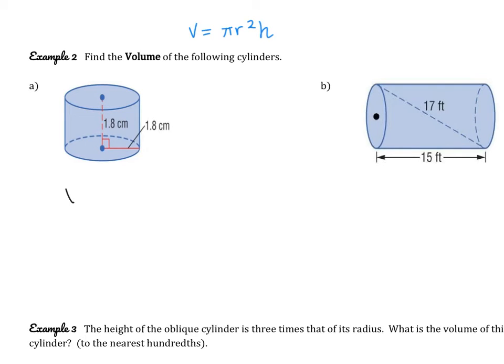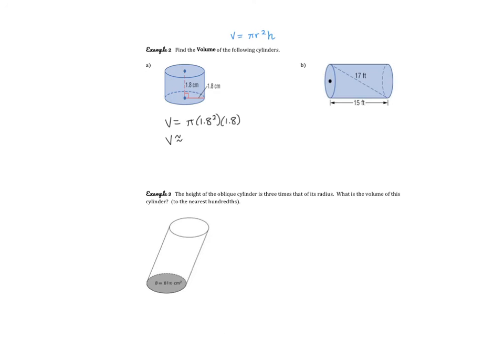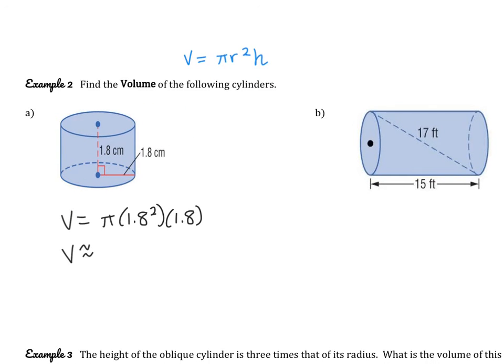So we can find the volume. So our volume, again, pi times 1.8 squared times 1.8. And let's use our calculator again, and let's use that pi button on your scientific calculator. And you should get approximately 18.3 centimeters cubed. Remember, for volume, it's always going to be units cubed.